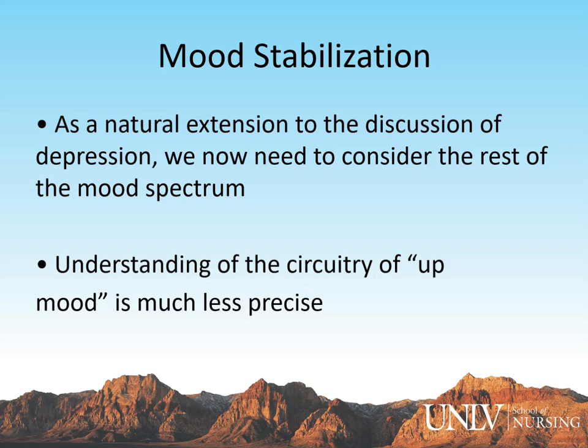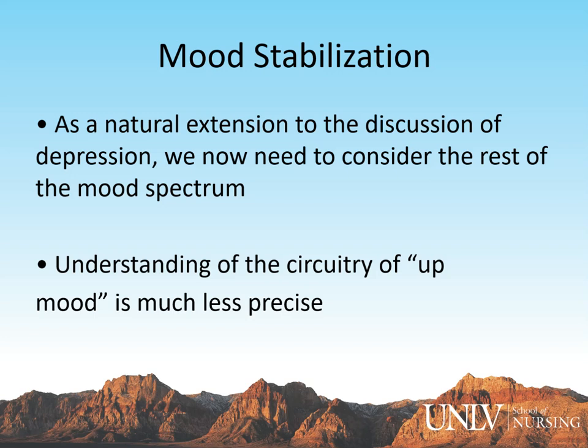We now need to consider the rest of the mood spectrum, which would bring us to the bipolar, the up and the down moods. Understanding the circuitry of the up mood or mania is much less precise. Unlike anxiety and the unipolar major depressive disorder, which have a strong correlation with the circuitry, the neurons and neurotransmitters, such as the lack of serotonin, norepinephrine and dopamine, in mood disorders, and specifically bipolar and mania, it's less precise as to what is really the background and where's the cause of it.